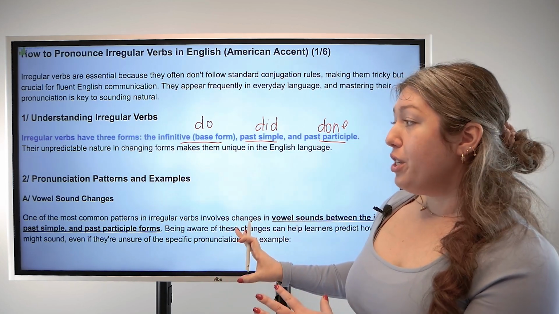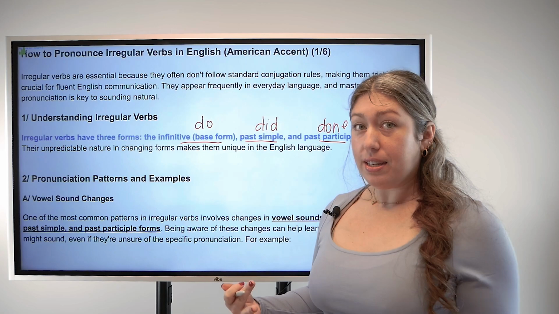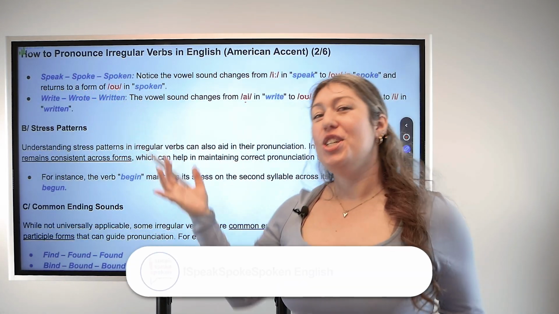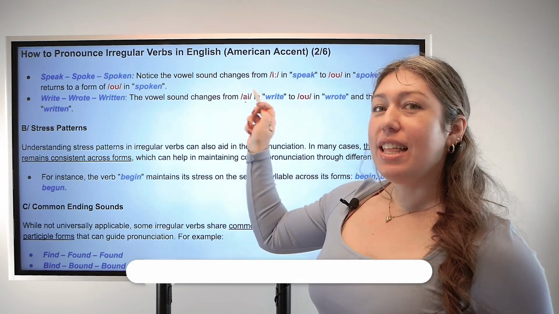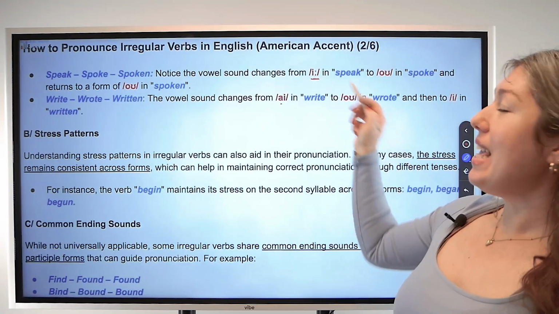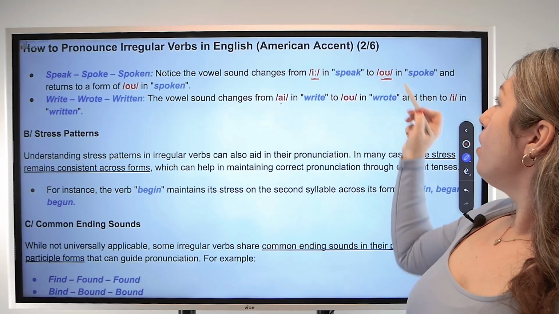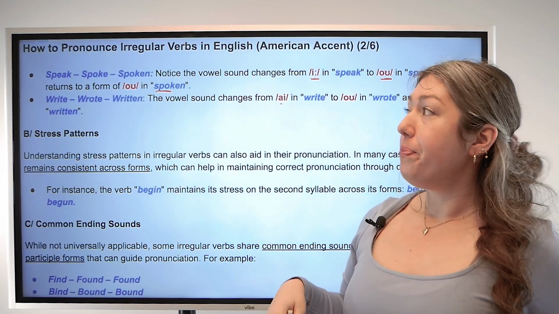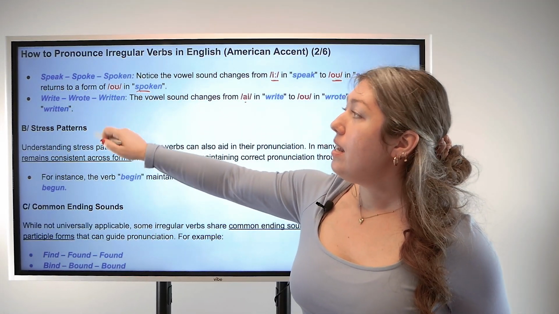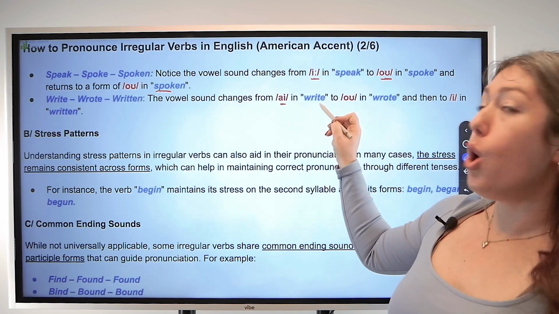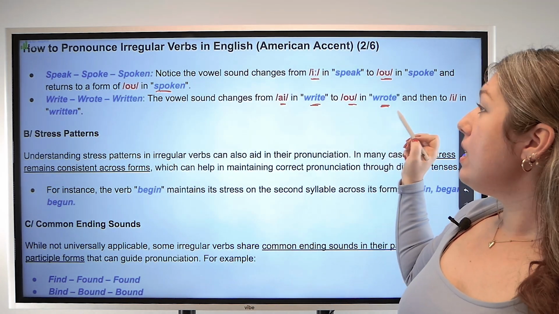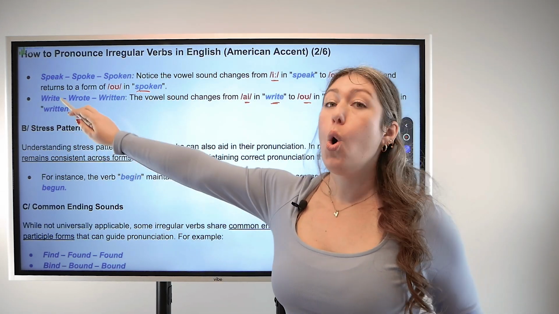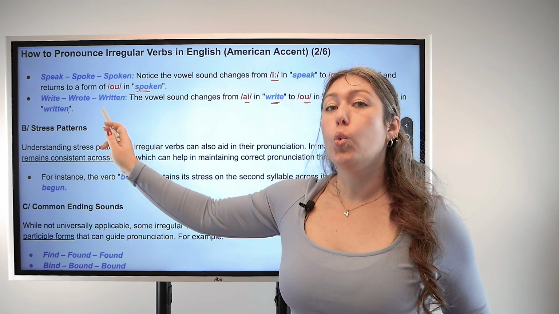So the first pronunciation pattern has to do with vowel sound changes. Now, let's look at some examples. We have speak, spoke, spoken, just like the name of this channel. And notice that the vowel sound changes from E in speak to O in spoke and O in spoken. And with write, wrote, written, the vowel sound changes from the I in write to the O in wrote and the short I sound in written, not writen. So again, write, wrote, written.